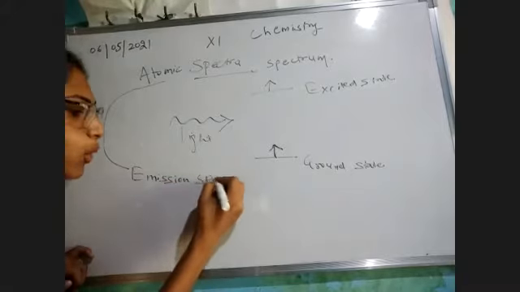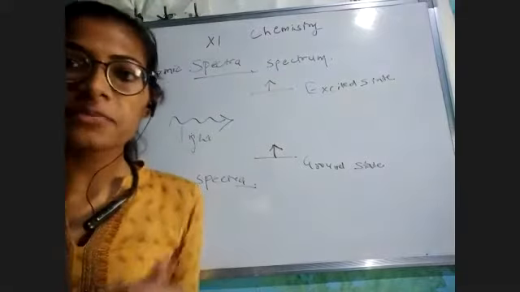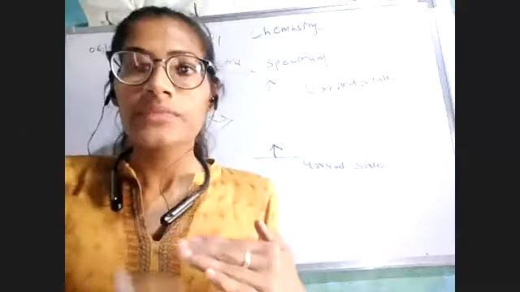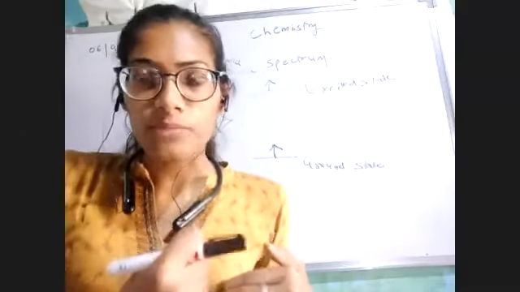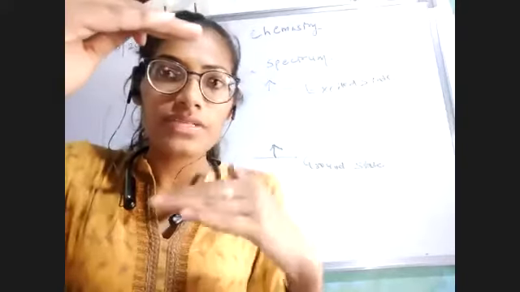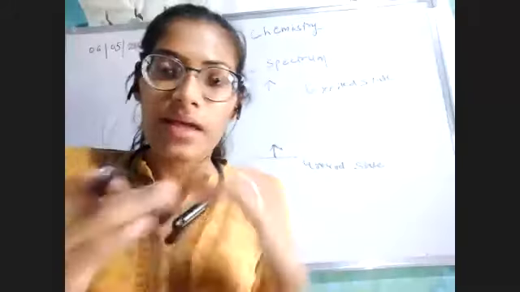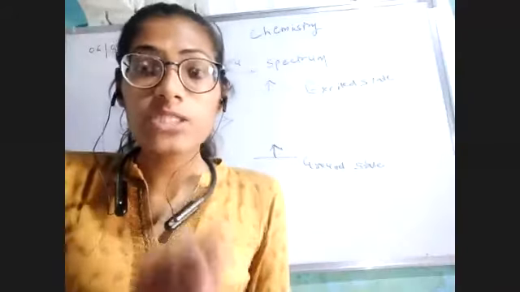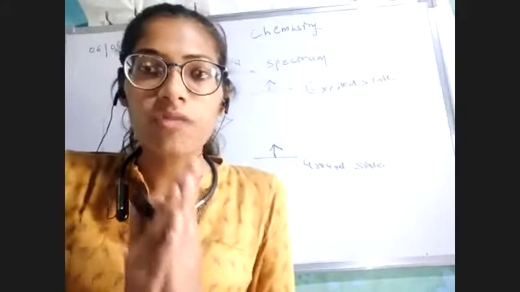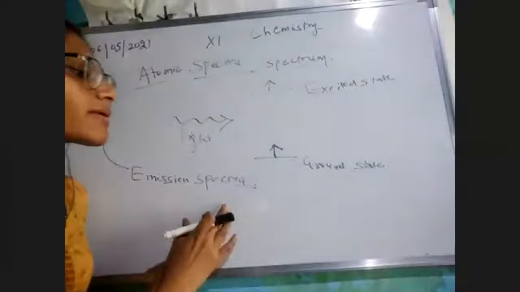This was the whole basic concept of emission spectra. The rest is the numerical concept, which I would tell you, but this is the main concept. The ground state absorbs energy and goes to the excited state, and after some time, when the energy is more, they come back and release the energy. The energy which is released is in the form of radiations, and this is known as emission spectrum.